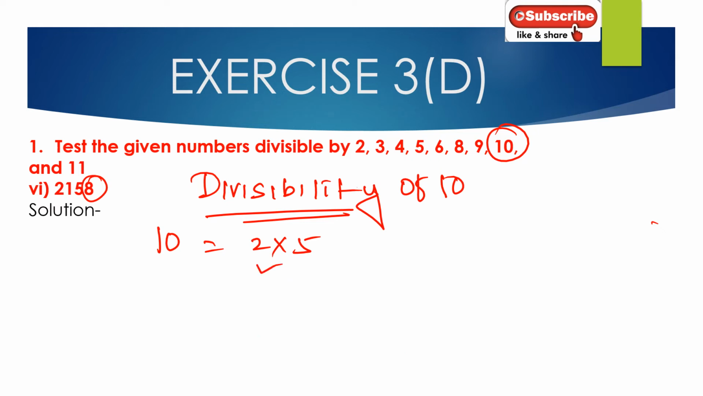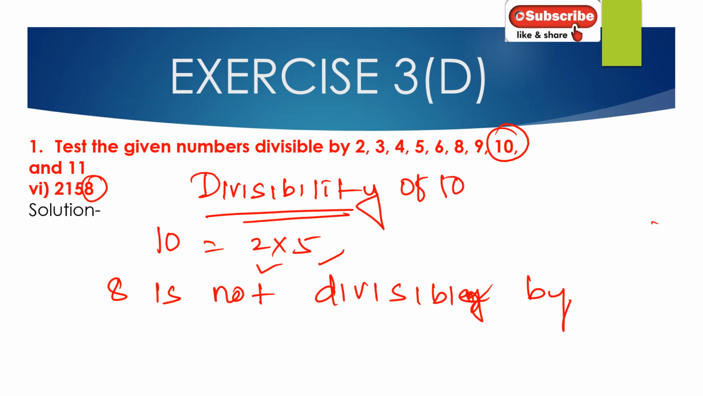Divisibility of 5: if the last digit, that is the unit place digit of any number, is 0 or 5, then it is divisible by 5. Here the last digit, the unit place digit of the number 2158, is 8, and 8 is not 0 or 5. So this number 2158 is not divisible by 5.